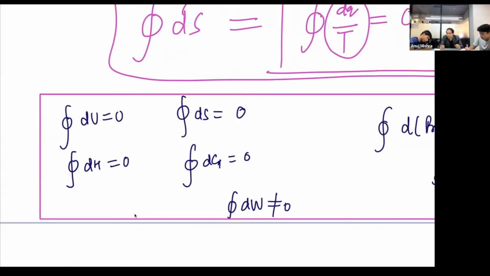But how about work done? Cyclic integral of work is non-zero because work is not a state function. It is a path function. Because work will change if you change the path, work will change. Is that okay? Just note down this information.